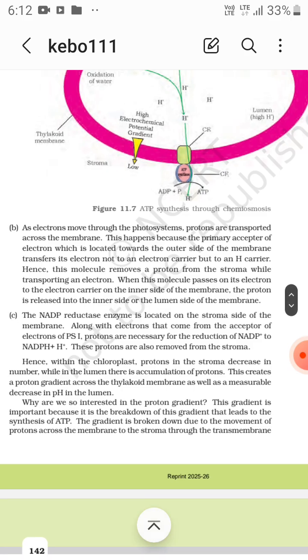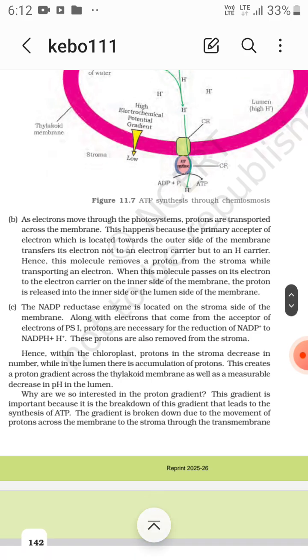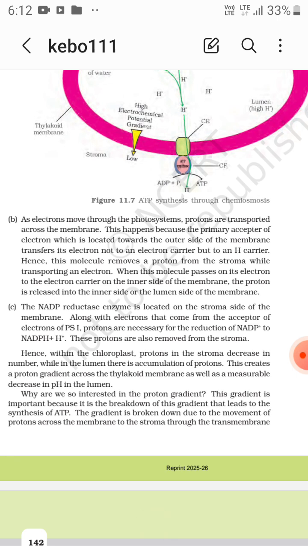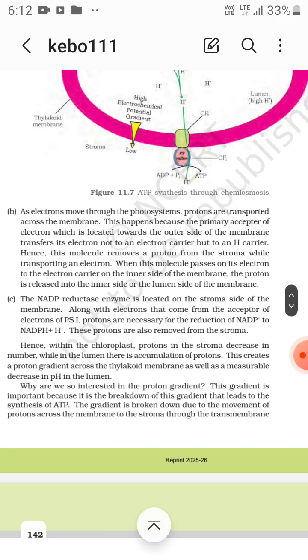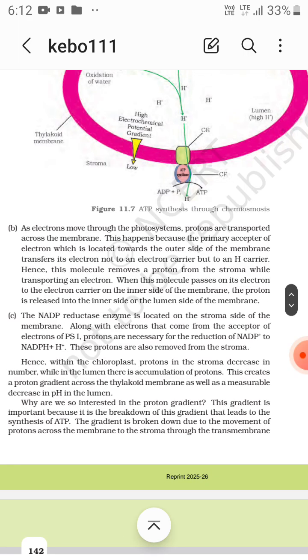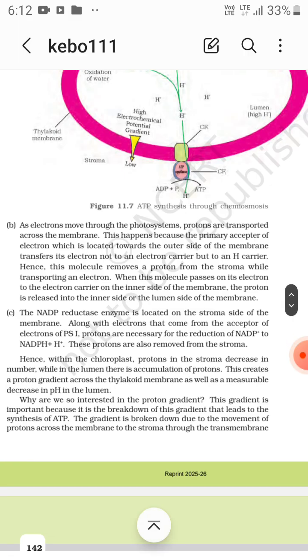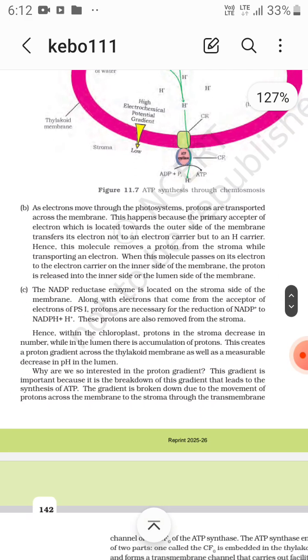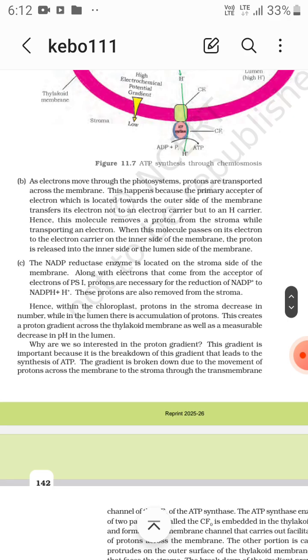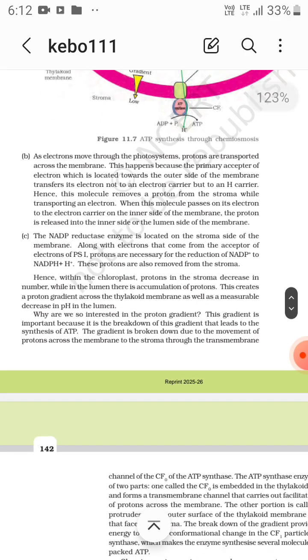Now the third is that the NADP reductase enzyme is located on the stroma side of the membrane. Along with electrons that come from the acceptor of electrons of PS2, protons are necessary for the reduction of NADP plus to NADPH plus H plus. These protons are also removed from the stroma.